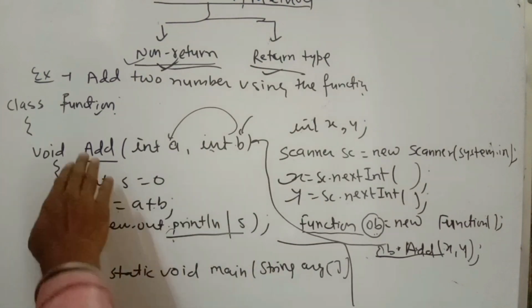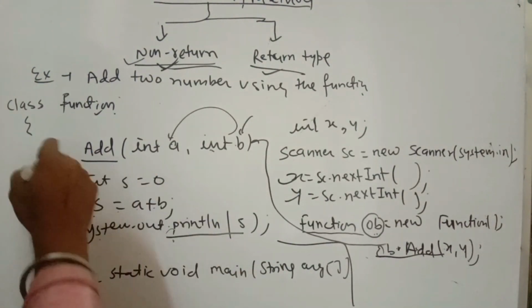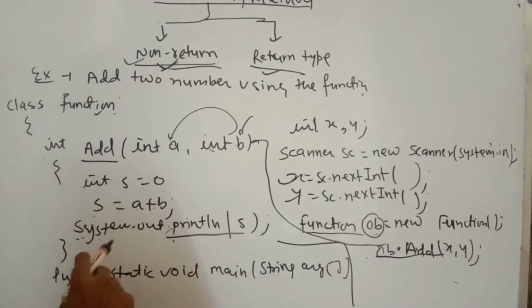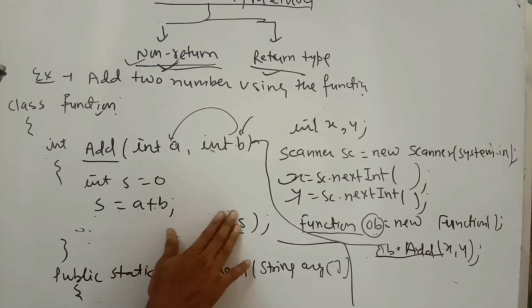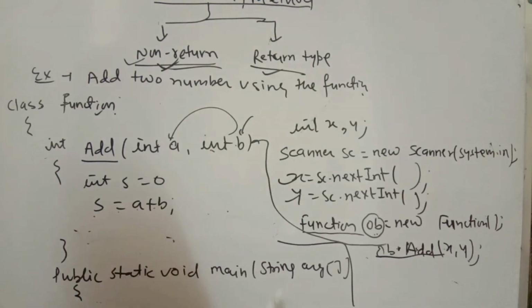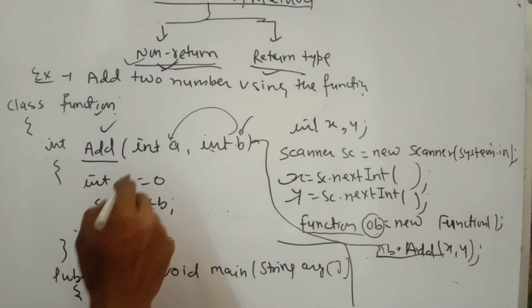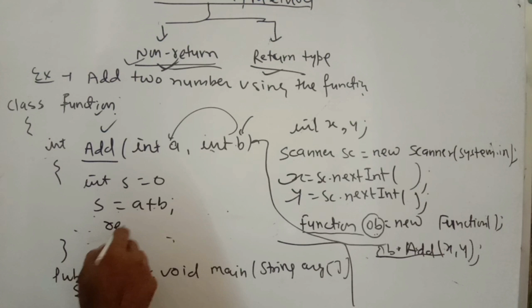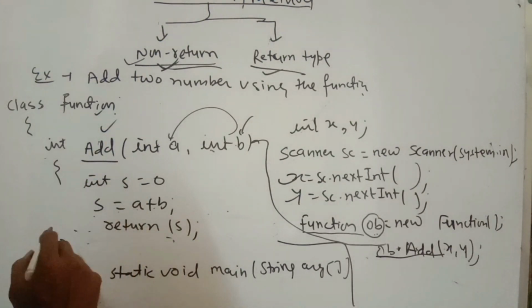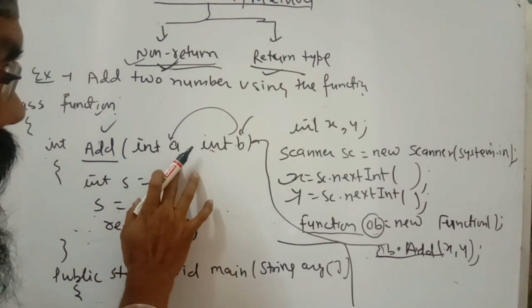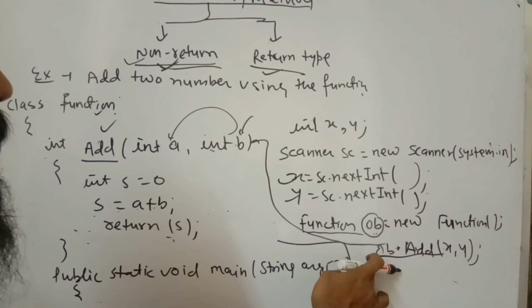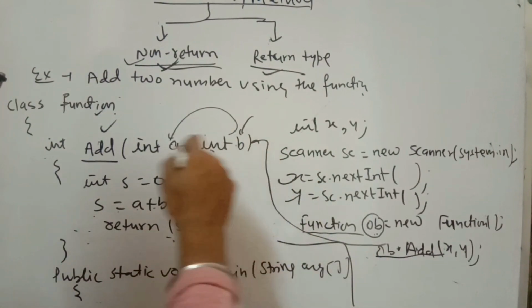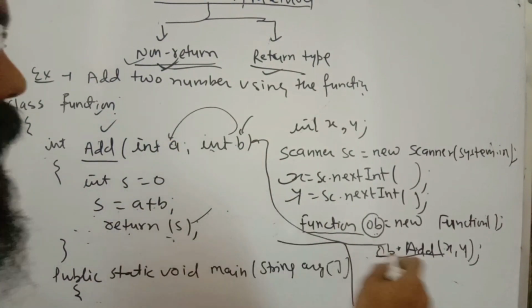So when a function wants to return, you write int here, and after that there is no need to print an output message here, because the function requires the output. So here you send the output message back to the function, and wherever this function was called from, it was called from this object method. So this return value will be sent to this object.